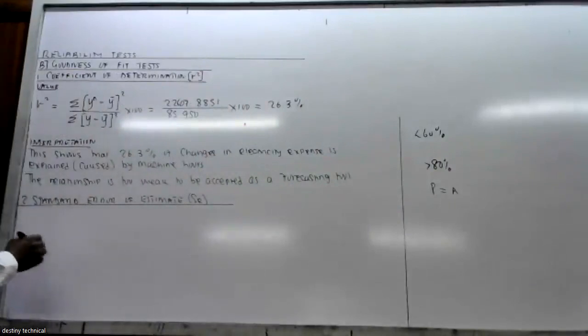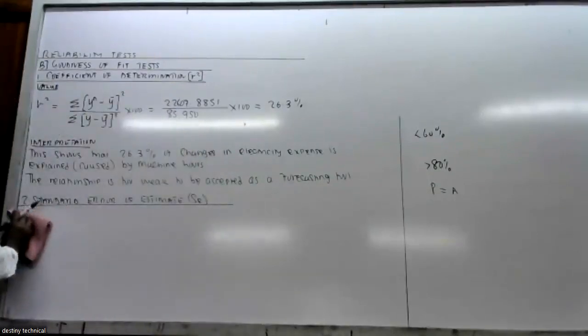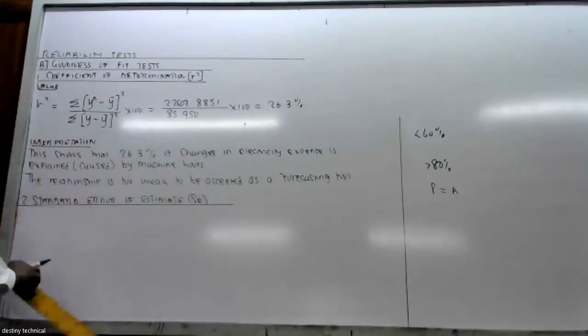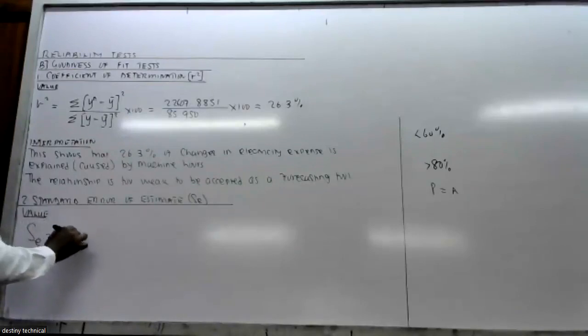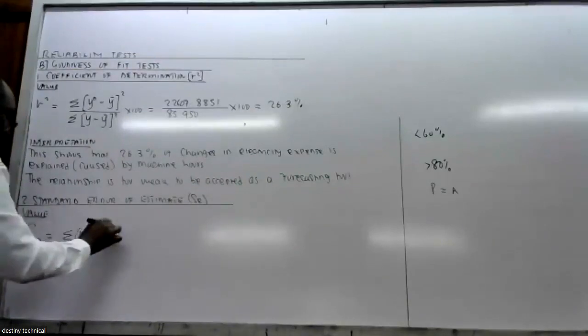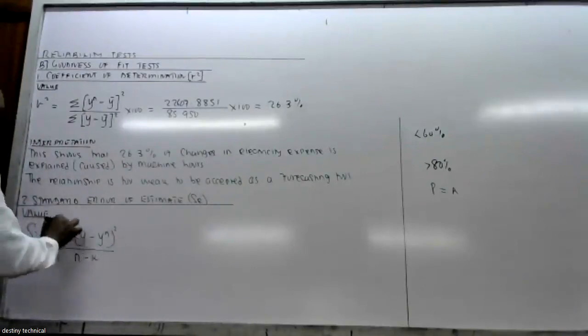Now, in this case, the SE, we can talk of the value. Tutasema value. So the formula is SE is equal to the sum of y minus y predicted squared, you divide by n minus k, then you get the square root.